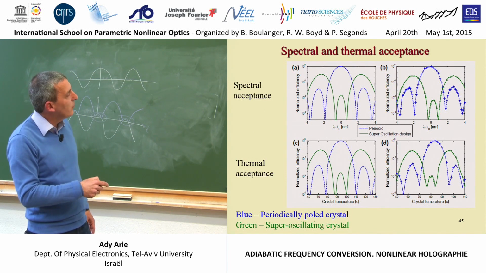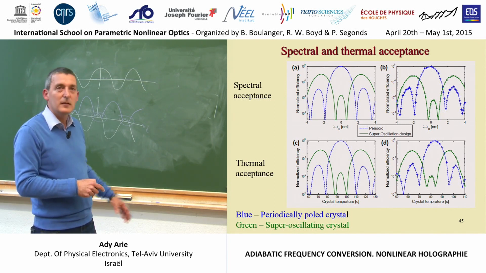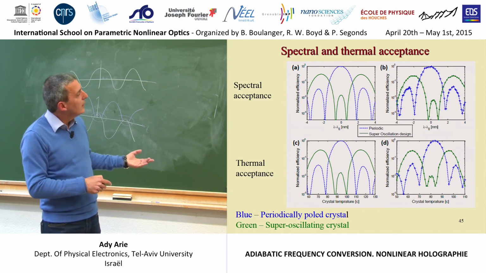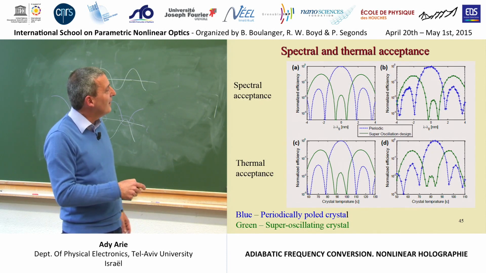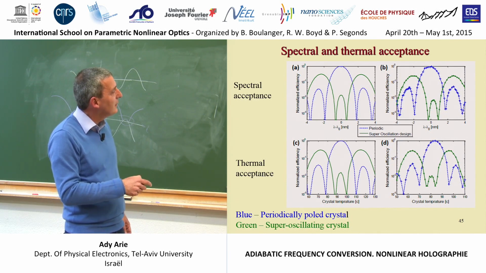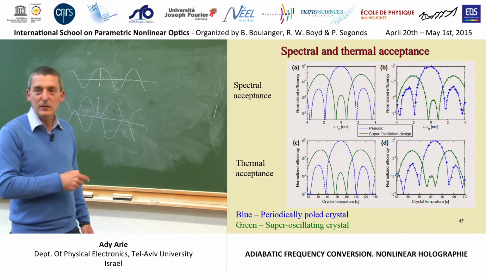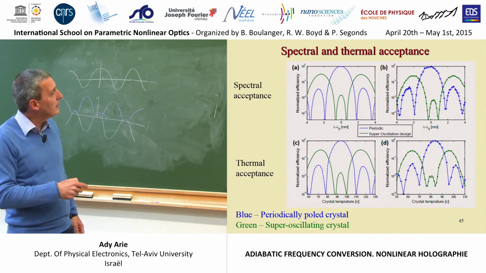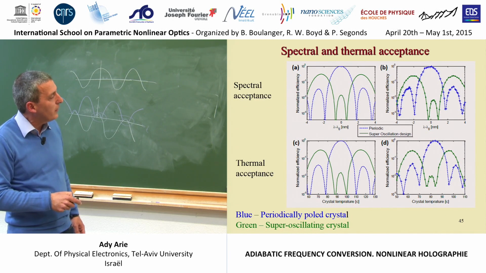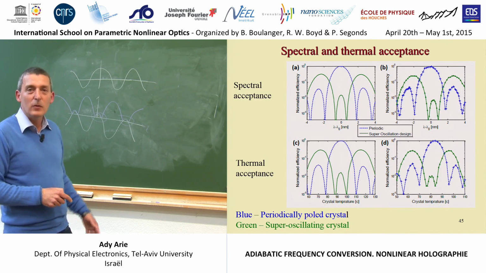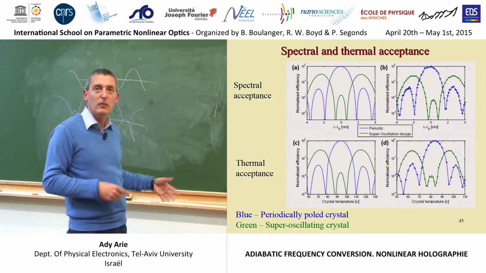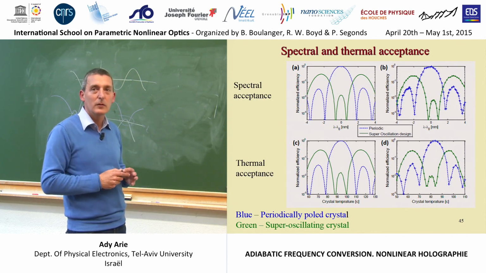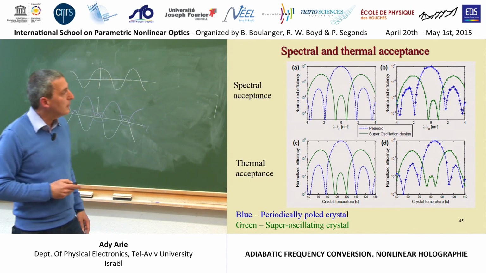The blue line is the sinc of delta k L over 2. It doesn't look like a sinc because I show it in a log scale. The green line is this super oscillating function. This is a simulation, and this is the experiment as a function of wavelength, also as a function of temperature. You can see that this is oscillating much faster than 1 over L. So the length of the crystal is not a limit to how narrow the bandwidth of the acceptance can be.